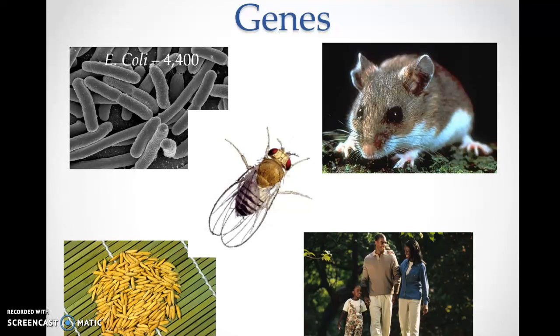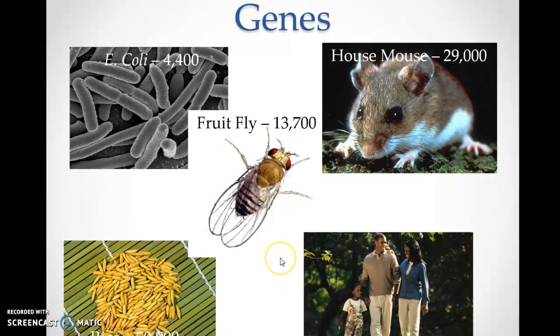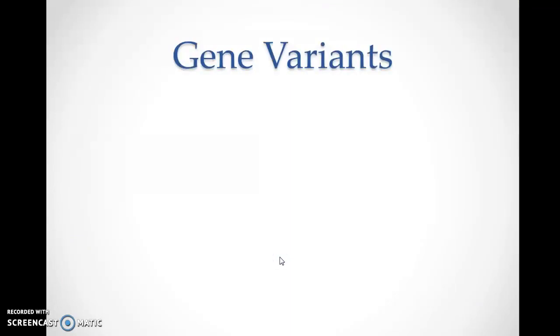Let's start with the smallest. E. coli only has about 4,400 genes. The fruit fly has about 13,000. Humans are next. We only have 23,000 genes, give or take. Mice have more genes than us. They have 29,000. And at the very top is rice. Rice has 50,000 genes. So we are an extremely packed organism, which means we put a lot of genetic information into a very small package.